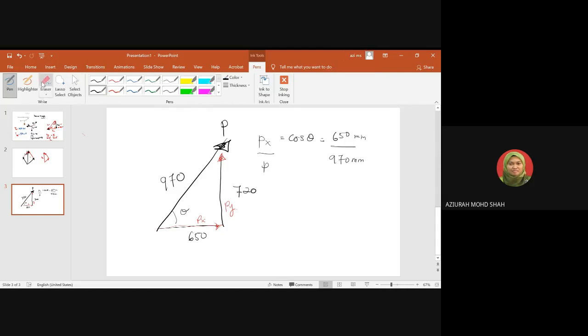So, there you go. You get the Px over P is equal to 650 over hypotenuse, which is 970 mm. Just rearrange back. Px is equal to P, 650 over 970 is equal to 350 or 325. I remember the exact. 325. 325. Thank you very much.